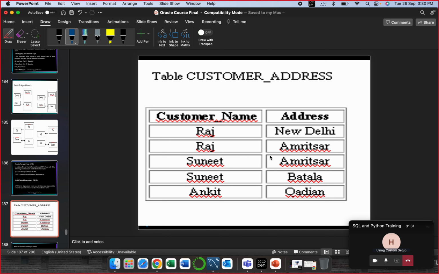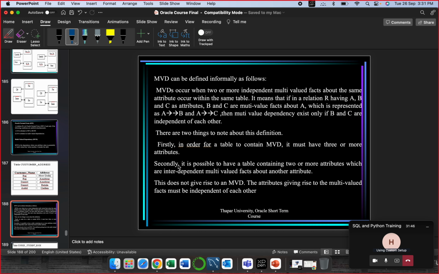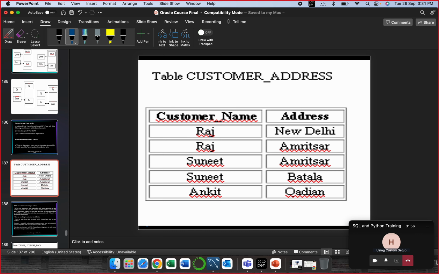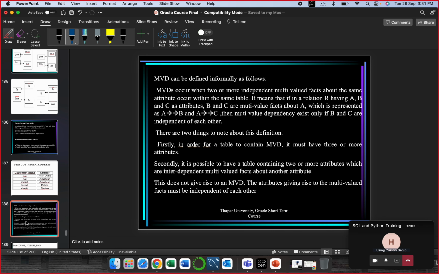So let's say we have a table that has customer name and address. Raj stays in Delhi. Another Raj stays in Amritsar. Suneet stays in Amritsar. Another Suneet stays in Batala. And Ankit stays in another place. Now, multi-value dependency occurs when two or more independent valued facts about the same attribute occur within the same table. How? Raj stays in Delhi and Raj stays in Amritsar as well. So that's a multi-value dependency. I have multiple values for a particular single attribute in a given table.